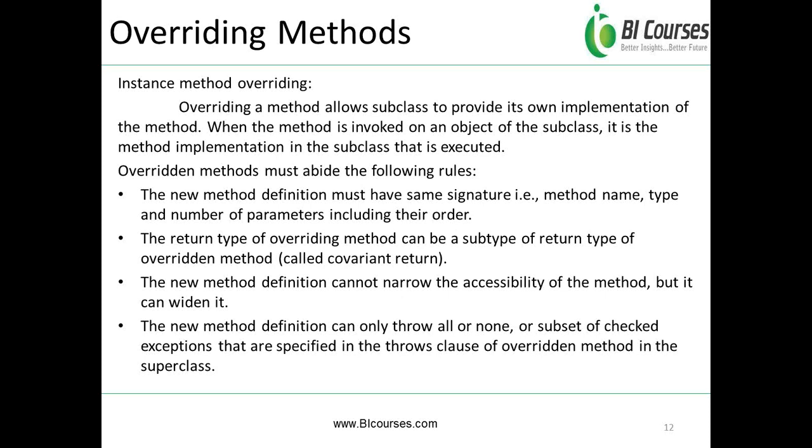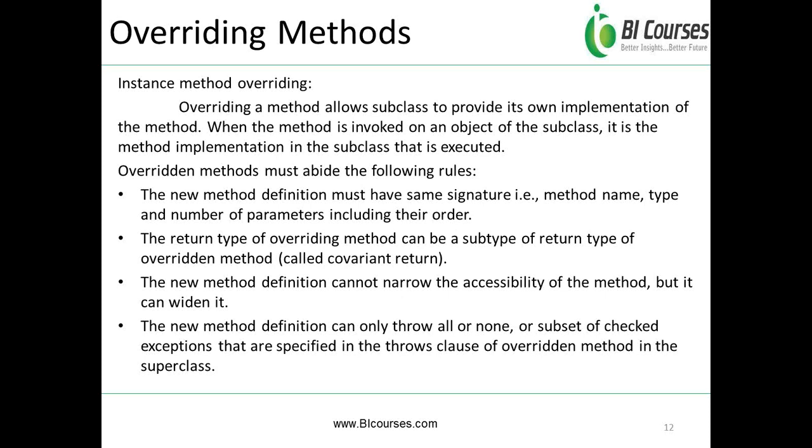If we take our previous example, display, in class A we have a method called display, whereas the same method we can implement in class B as well, and you can write your own implementation. So we will see how it works, and what the behaviors of this overridden method are, I mean, what rules we need to follow when we write overriding methods. The new method definition must have the same signature, that is method name, type, and number of parameters.